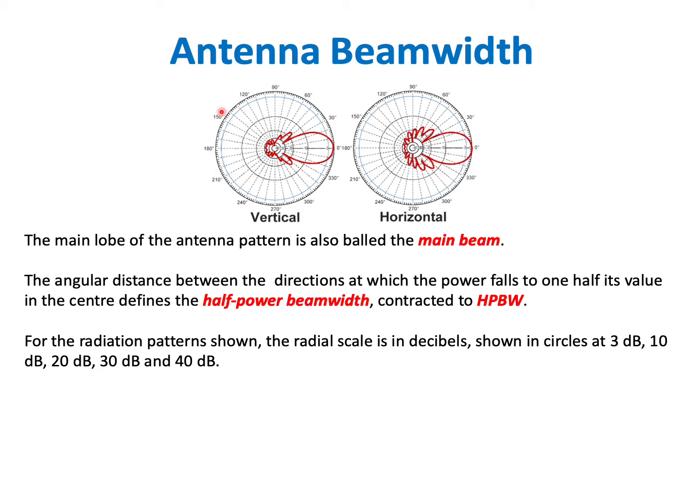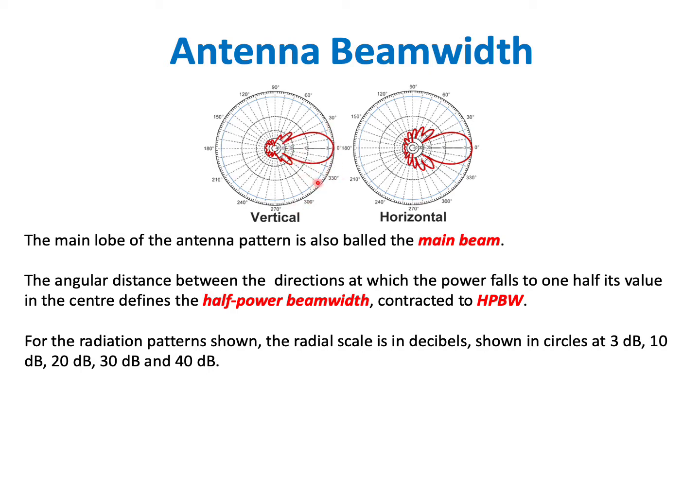So previously we've seen these radiation patterns. These are from a Yagi again, so you can see the very directed main lobe with the very small side lobes. So this main lobe we tend to call the main beam of the antenna.